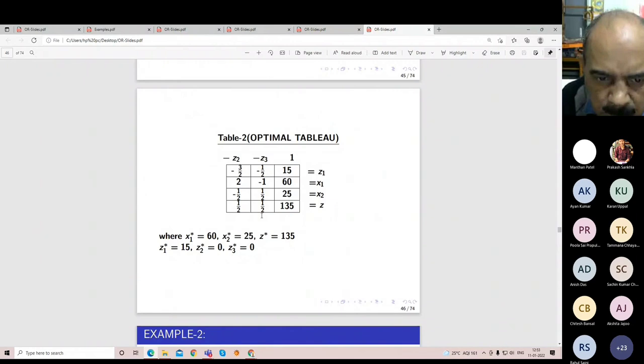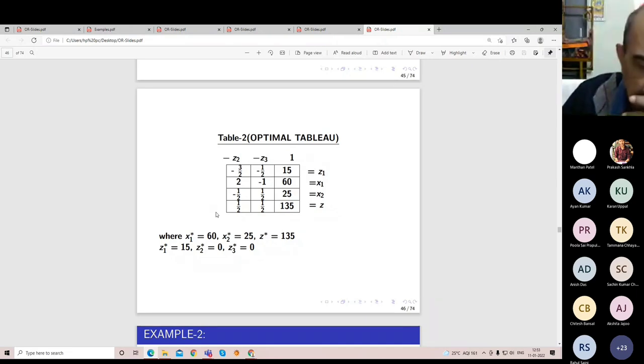Instead of these two halves, if one of them is 0, then we can say that yes, there may be an alternate optimal solution. Alternate optimal solution. Okay, is it clear?